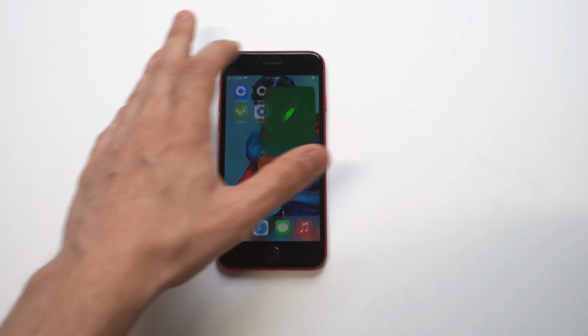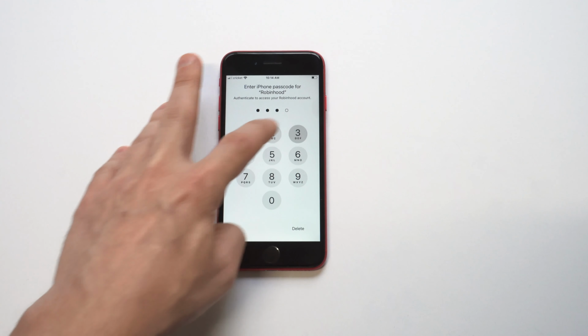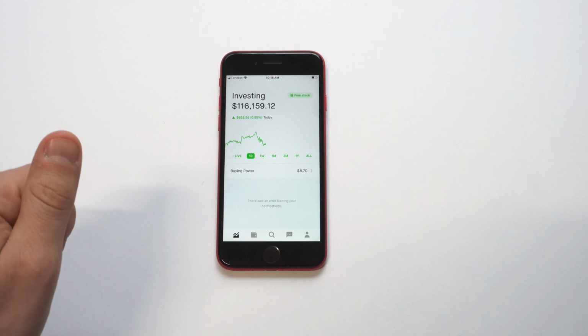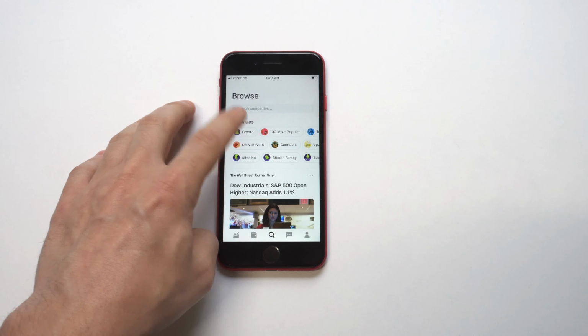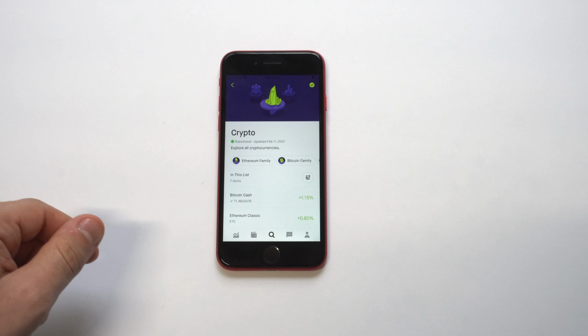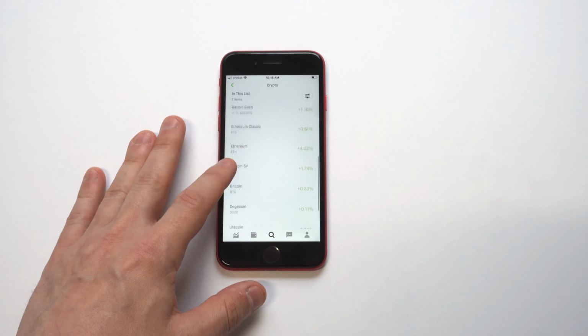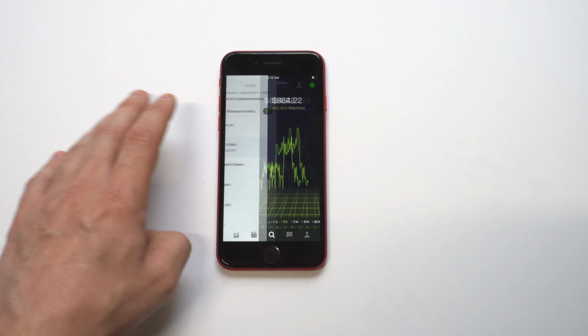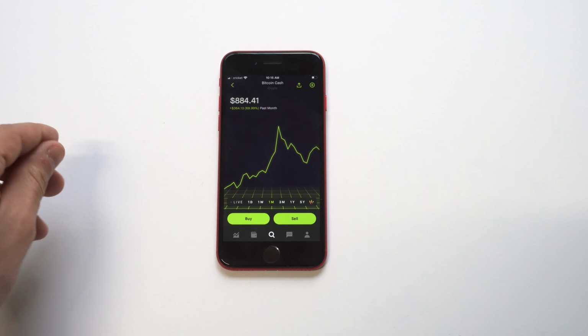All right, next one we're going to be checking out is going to be Robinhood. Now, obviously, Robinhood is more of a stock trading app, but you can also buy crypto here. Now, the benefit to using Robinhood is that you don't have to pay any fees for the buying and selling. And the other benefit to using Robinhood is that they allow you to borrow money to buy crypto. So in order to borrow money, you need to have at least $2,000 in your account. They'll let you borrow dollar for dollar.